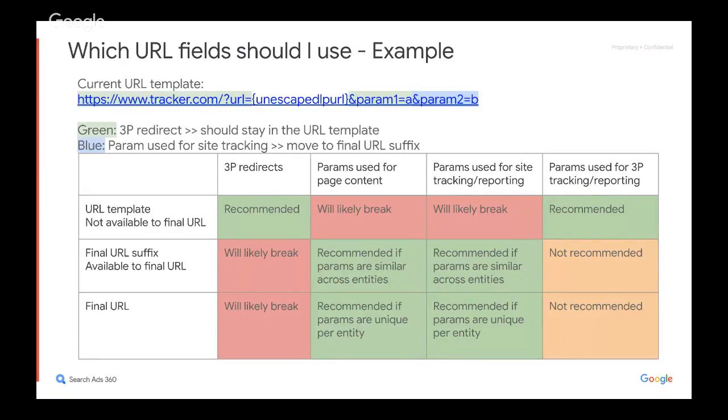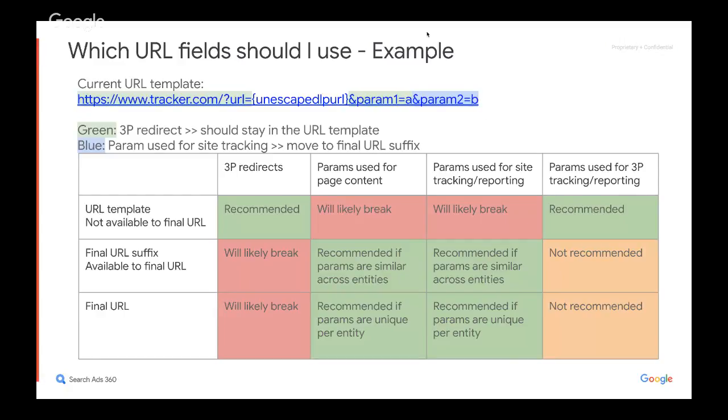I'll run through a quick and very basic example for this. What we're seeing here is just an example URL template, how it could look currently, for example, on account level or campaign level. The third-party redirect here is tracker.com. Then we have a parameter that allows us to add a placeholder that will be filled by the URL, so by the landing page that is present in the specific ad.